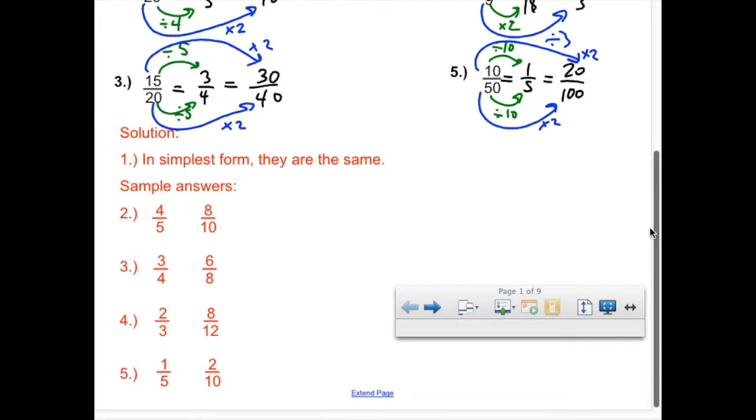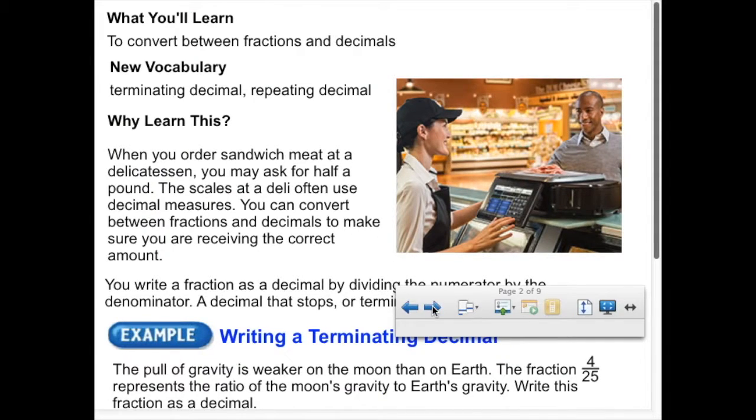Okay, moving right along. Can I get somebody to read what you'll learn, new vocabulary, and then why learn this? Somebody I haven't heard from. Mr. Osmond, thank you. Can you use your loudest voice possible without yelling? To convert between fractions and decimals. New vocabulary, terminating decimal and repeating decimal.